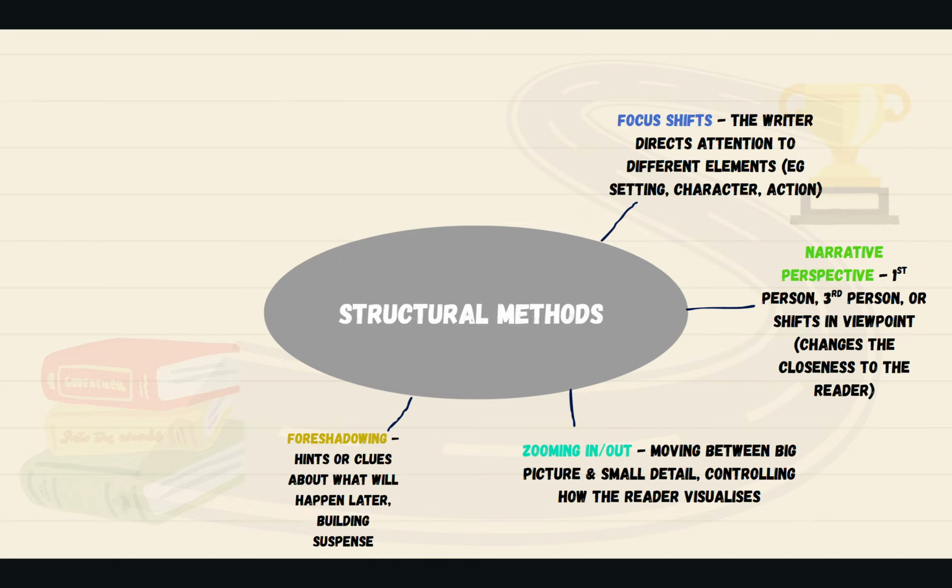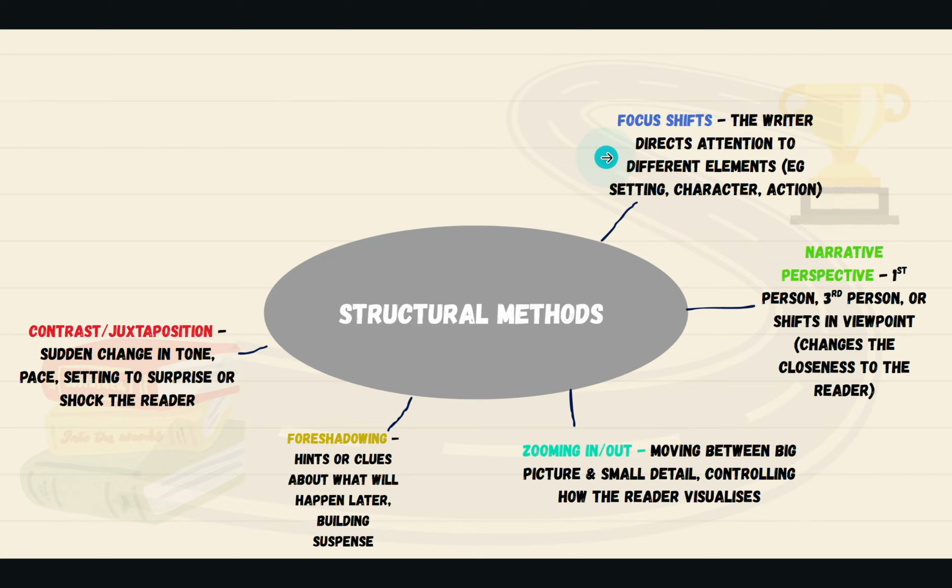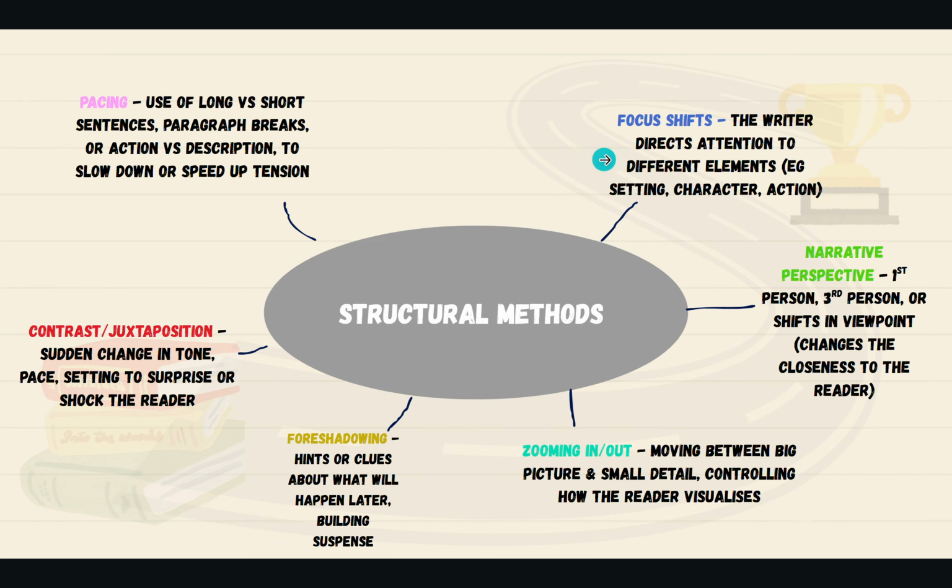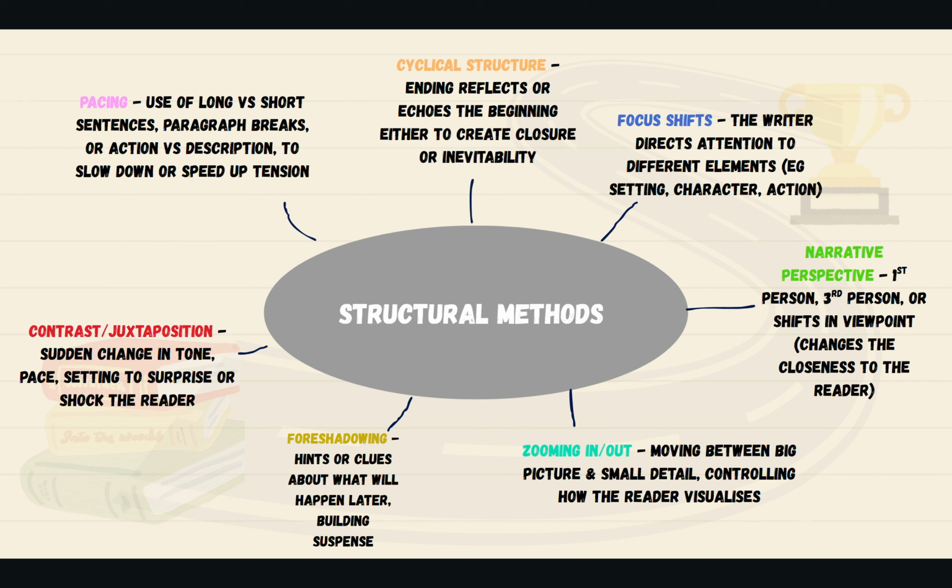Foreshadowing is when there are hints or clues about what will happen later, and it builds suspense as we're reading through the text. A contrast, also juxtaposition, is when there's a sudden change in tone, pace, and setting to surprise or shock the reader. Pacing is when there's a use of long versus short sentences, or paragraph breaks, or action versus description to slow down or speed up tension. And the last one here, a cyclical structure, is when the ending reflects or echoes the beginning, either to create closure or inevitability in the text.